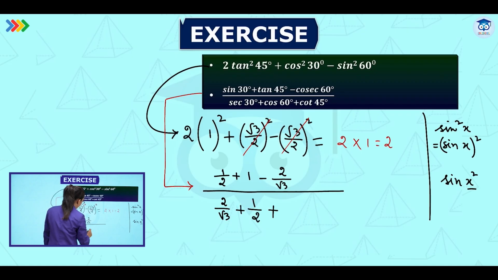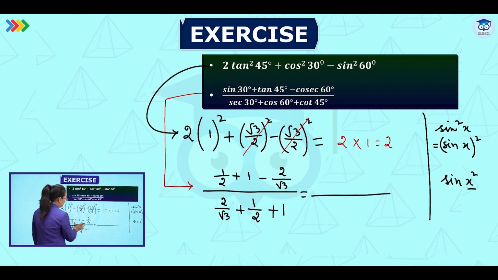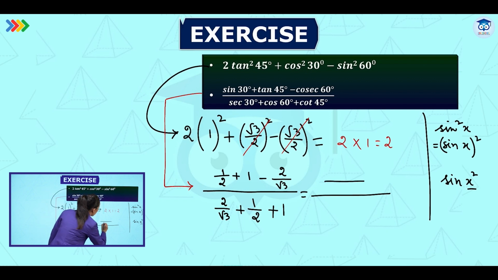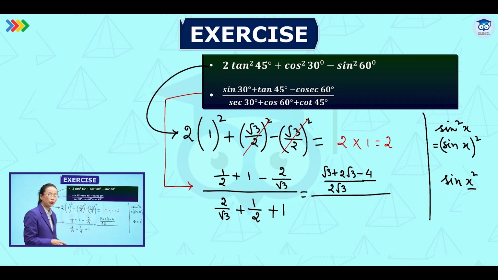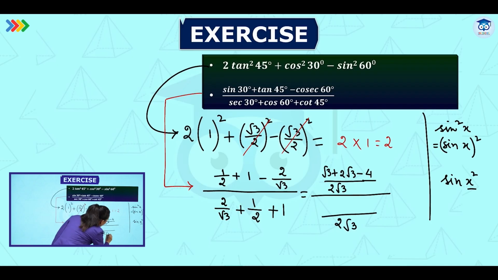Then, we have cot 45, that is 1. Okay, after this, what will we be doing? We are going to find the LCM and then solve it, right? So the LCM of the numerator is 2 root 3, and after calculating this, we have root 3 plus 2 root 3, then here we have minus 4. This calculation, we know how to do it, right? Similarly, we have to calculate it for the denominator. The denominator's LCM will also be 2 root 3.